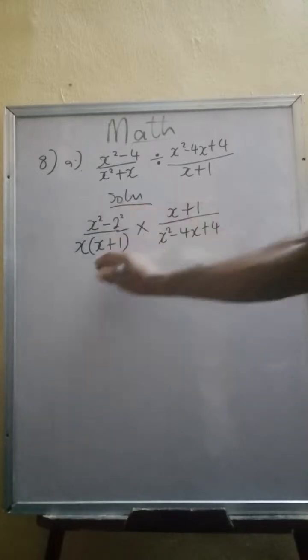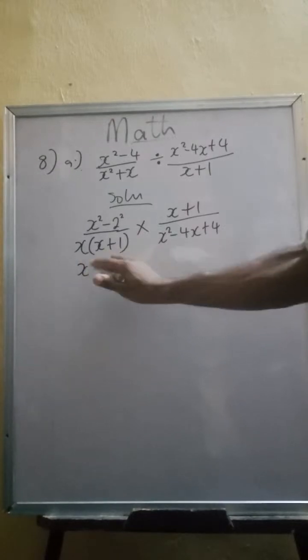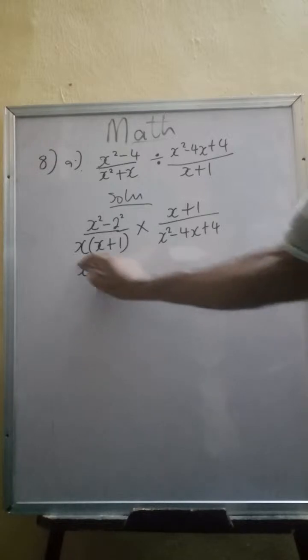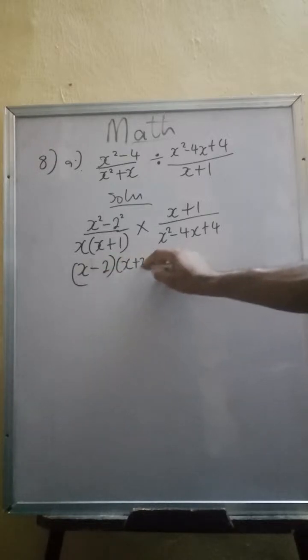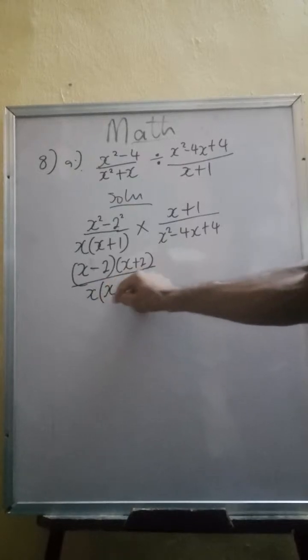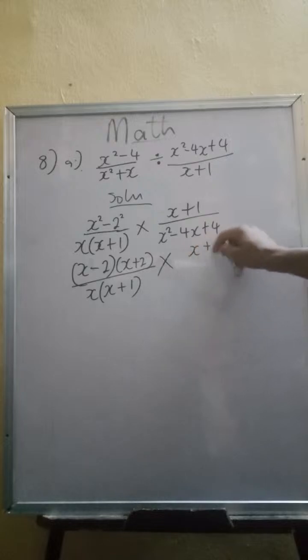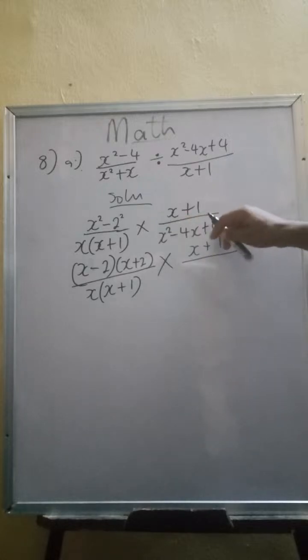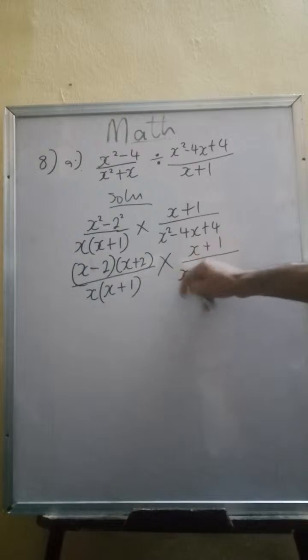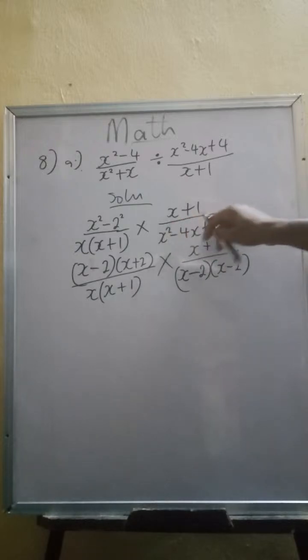Now for difference of two squares, you have x minus 2, you have x plus 2 all over x times x plus 1, and over here you have x plus 1, and factorization leads you to x minus 2, x minus 2, if you factorize x squared minus 4x plus 4.